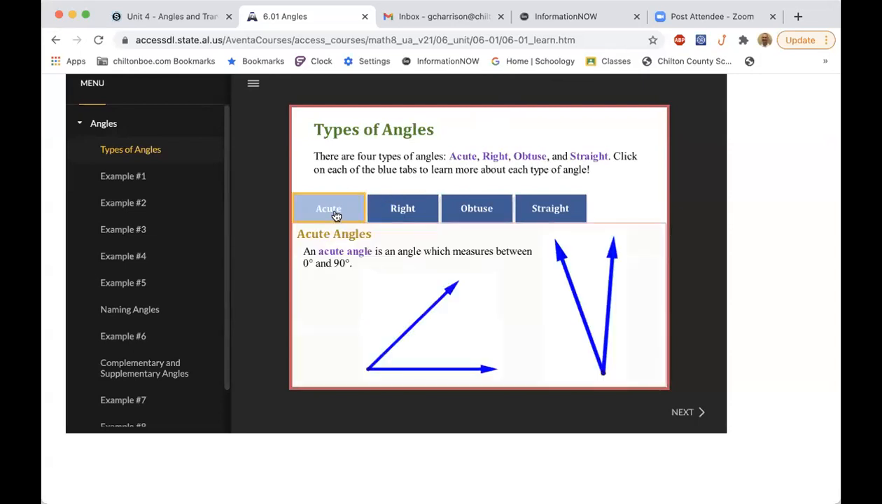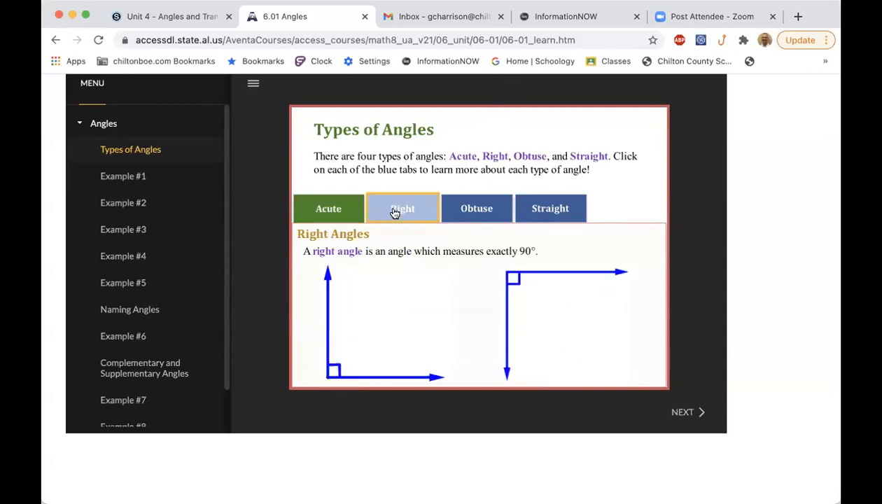An acute angle is an angle less than 90 degrees. They're small angles, 89 degrees or less. A right angle is exactly 90 degrees. This little square or angle between it tells you it is exactly a 90-degree angle.